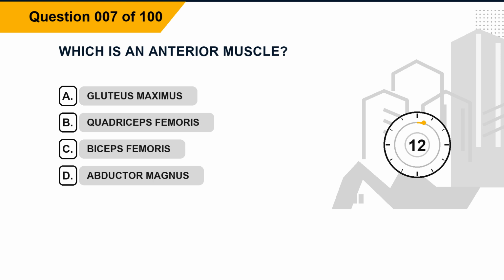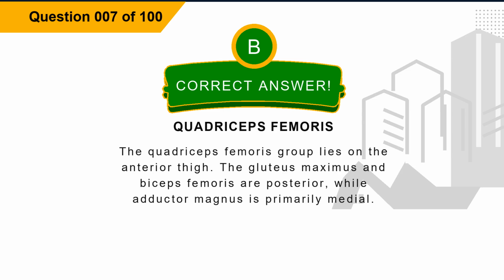Question 7. Which is an anterior muscle? Option A. Gluteus maximus. Option B. Quadriceps femoris. Option C. Biceps femoris. Option D. Adductor magnus. The correct answer is option B.